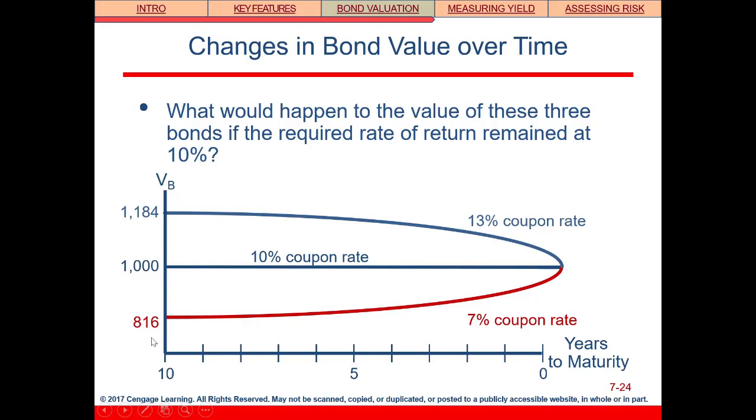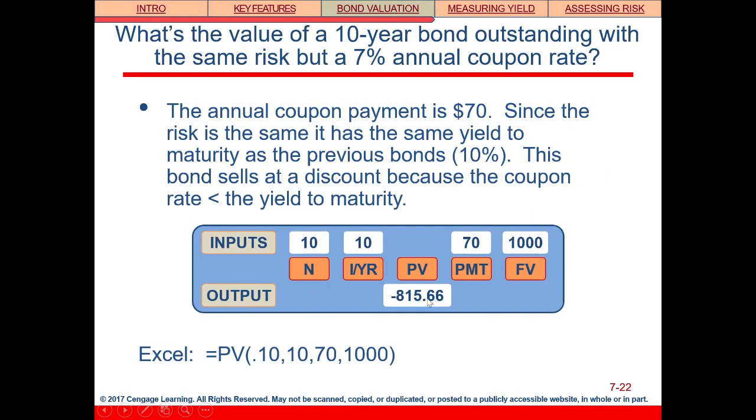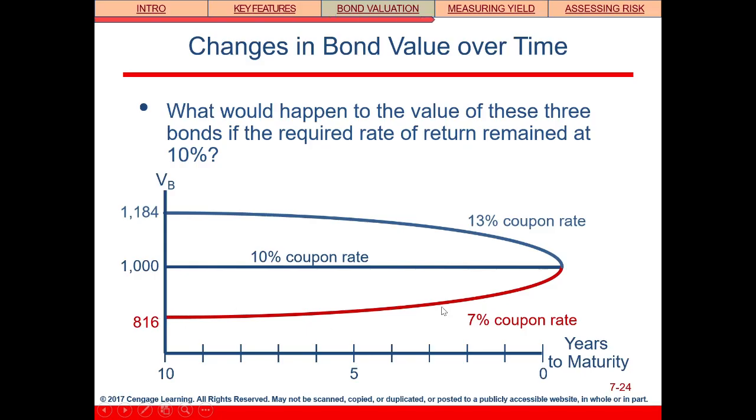And it's the same for this discount bond. If the coupon interest rate is only 7%, the fair price of the bond right now is $816, right? So also from this calculation, it's $816. But the price of the bond is going to increase slowly until the maturity date. It will also converge at $1,000.